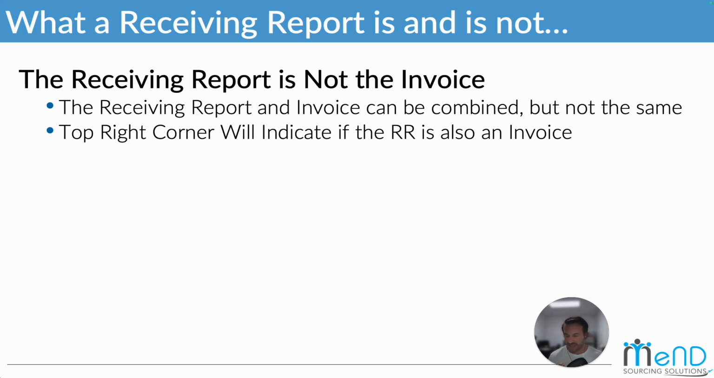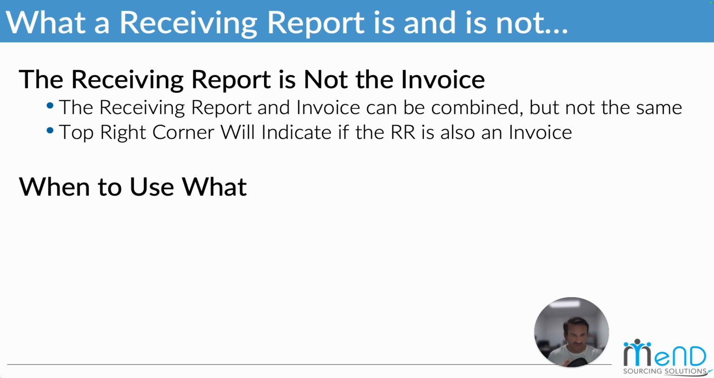But our key identifier to know if this is a receiving report and an invoice, or just a receiving report, is that in the top right-hand corner of any receiving report, in the invoice number section, if it is blank, you have not invoiced the government. If there is an invoice number there, that means you have successfully invoiced the government. So make sure that you have that number up there if you intend to invoice the government.